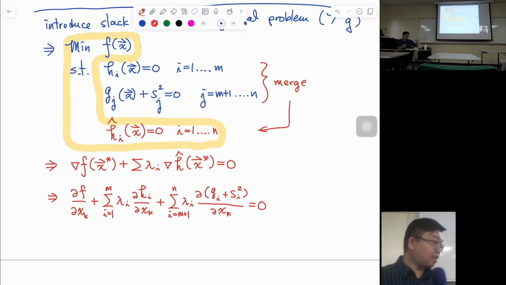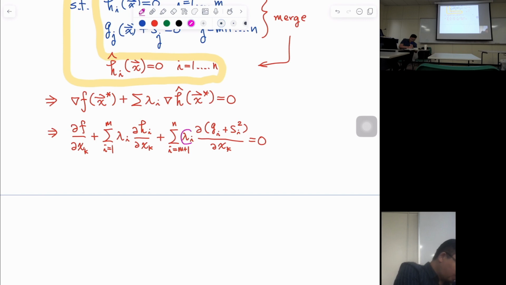And to separate lambda i for the h and the lambda i for g, we would like to rename this part as mu i. Just a different name. So they are separate. For the equality constraint, we use lambda. For the inequality constraint, we use a different symbol. It's mu. It doesn't matter, okay?